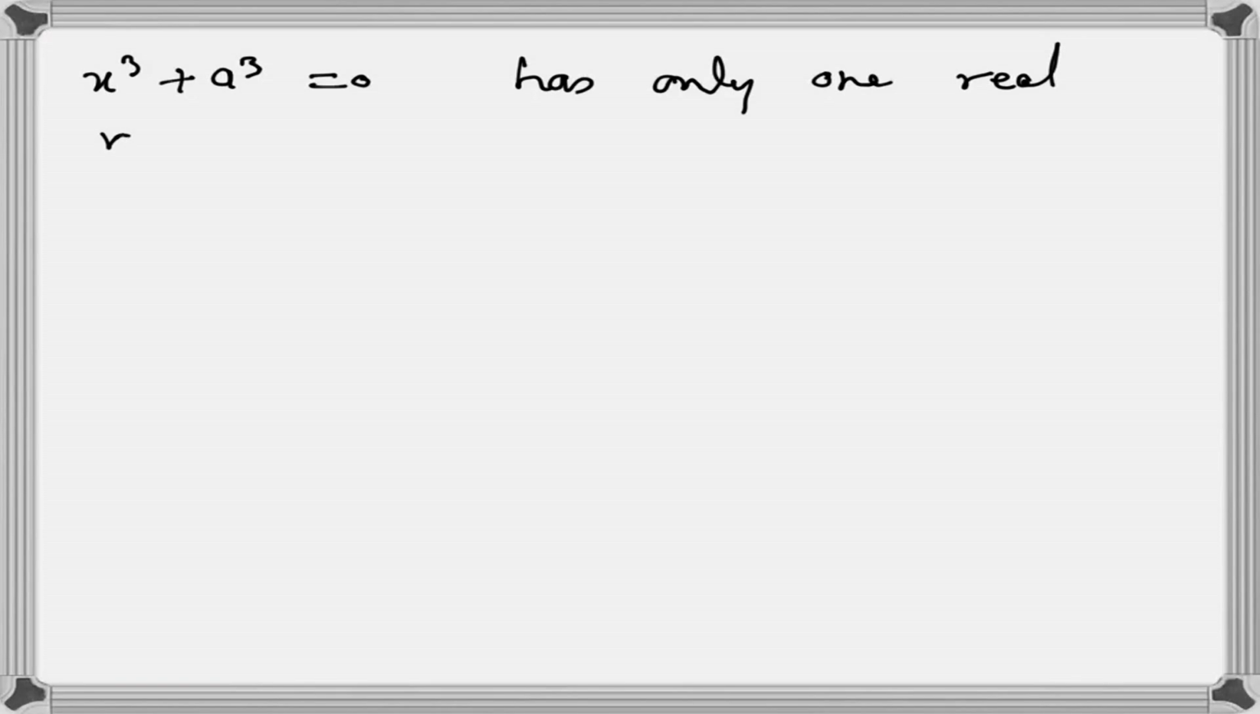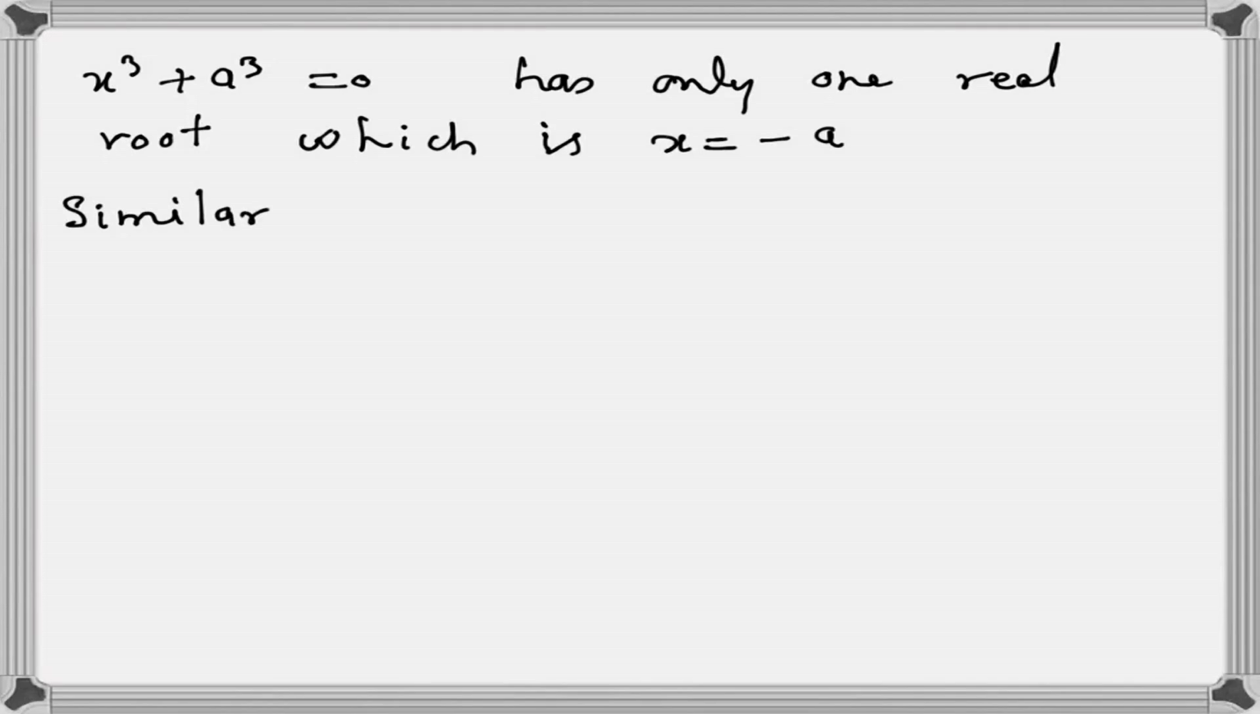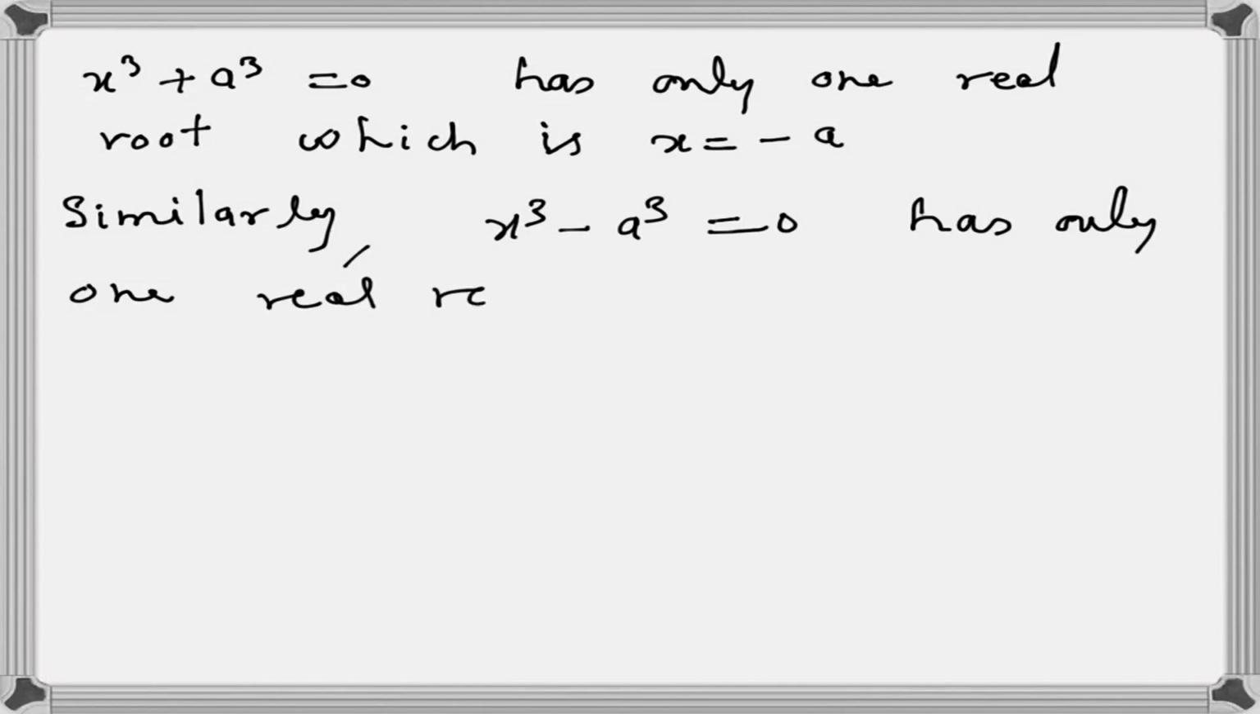So x cube plus a cube equal to 0 has only one real root, which is x equals minus a. Similarly, x cube minus a cube equal to 0 has only one real root, given by x equals a. The other two are complex. So we can do it in the same way.